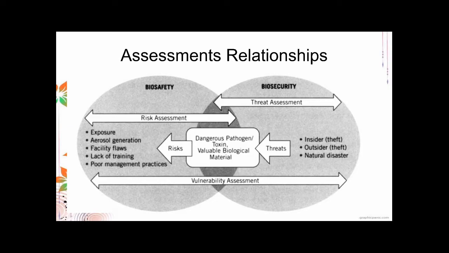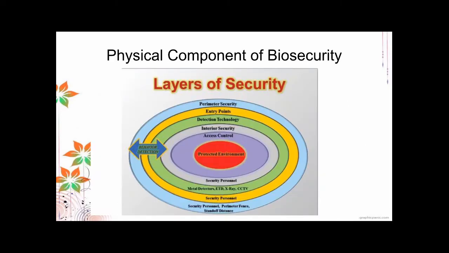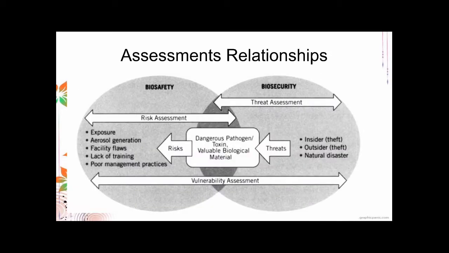And then for the biosafety part, the risk assessment, you look at how likely your workers are to be exposed. Do you generate aerosols in the air? The air in a laboratory must be tightly controlled, so airflow. Are there any flaws in the facilities? Do you lack personnel training, or do you have poor management practices? So those are the things that you need to assess in understanding biosecurity. So you need to assess the different risks, threats, and vulnerabilities of your system.